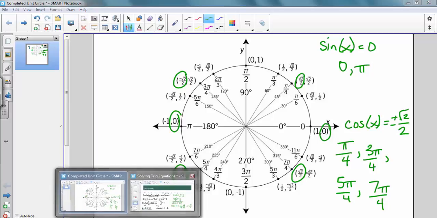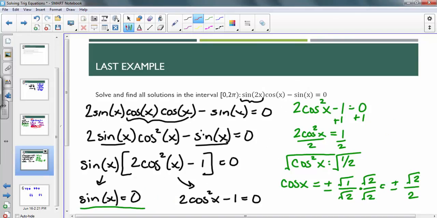All right, so going back to our original problem, our solutions on the interval from 0 to 2 pi are now going to be x equals 0, pi, pi over 4, 3 pi over 4, 5 pi over 4, and 7 pi over 4.